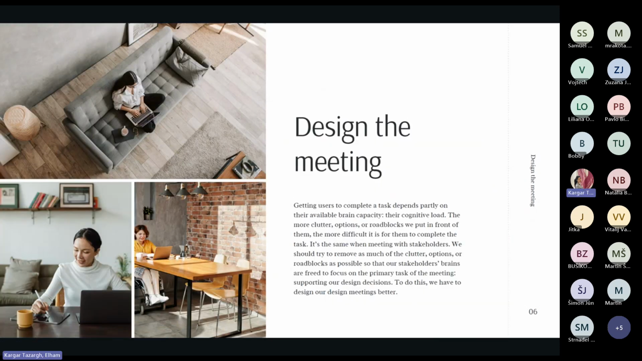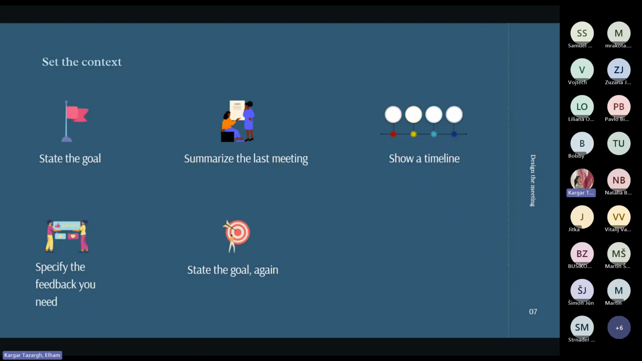The most important thing is to design the meeting. People have a limited cognitive load, and the stakeholders are the same. So whenever you have a meeting, try to remove as much clutter, options, and roadblockers as you can, and just give them the things that they need to focus on. Otherwise, you end up spending a couple of minutes discussing something completely placeholder, or some stock image that is completely unrelated to the goal of the session.